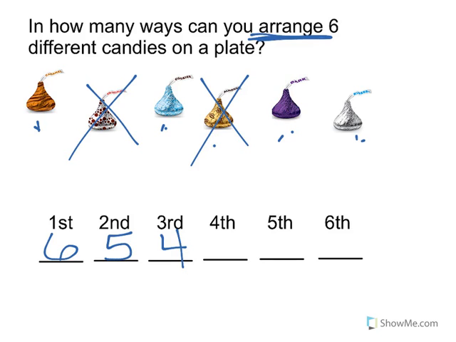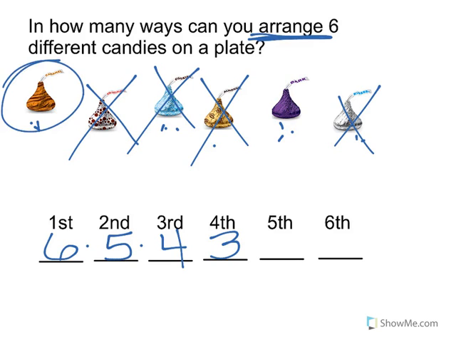You see the pattern here? We're going 6, 5, 4. So let's pick that one. Now for our fourth choice, we've got 1, 2, 3 choices. So I'm going to go ahead and pick the cookies and cream. All right. Then for our fifth choice, you only have 2 choices left. So pick the dark chocolate. And then for the last one, you've only got 1 to choose from.